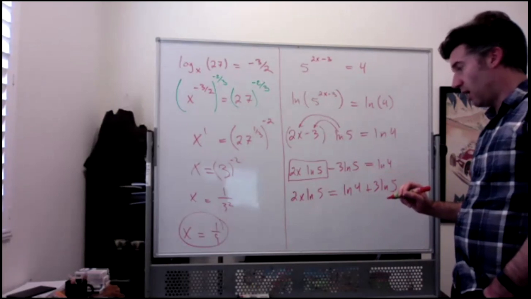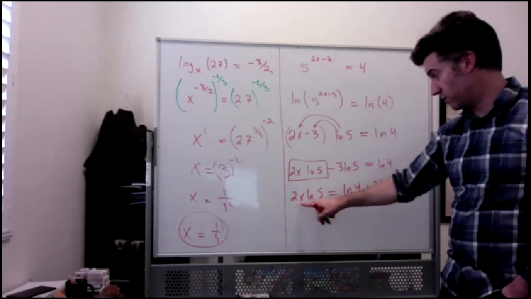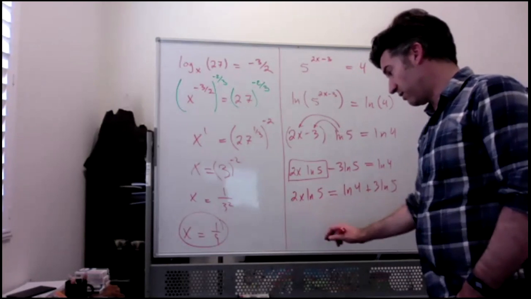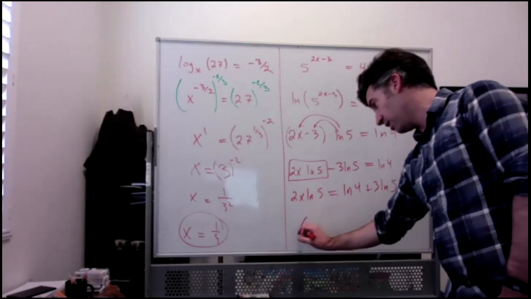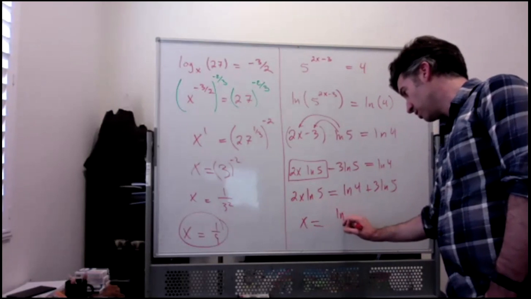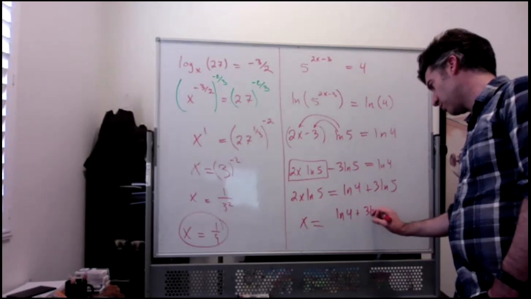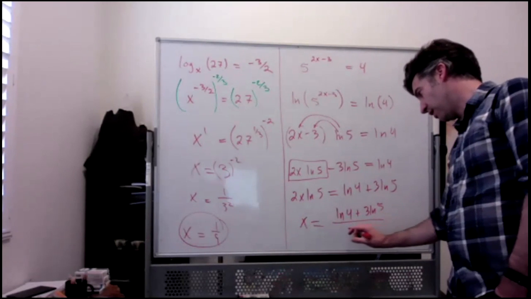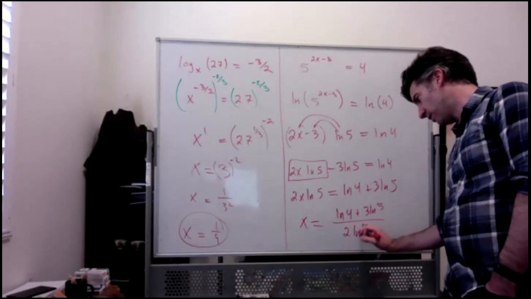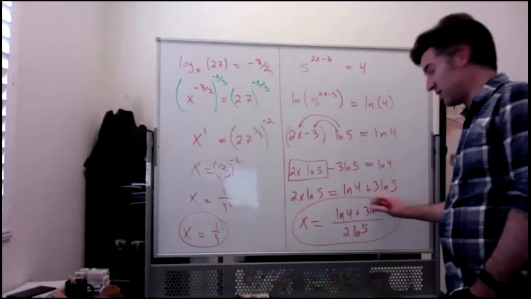And then lastly, we're going to divide by the coefficients of x. So I'm going to divide everything by 2 natural log of 5 and get x equal to natural log of 4 plus 3 natural log of 5 divided by 2 natural log of 5. And that's how I would leave my answer.